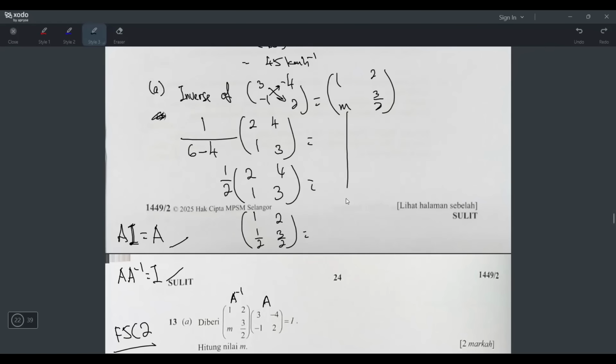And equals to, okay, this one you just write it here, and then you just compare lah. Just banding. So when you banding, 1 sama dengan 1, 2 sama dengan 2, 3 over 2, 3 over 2, m is 1 over 2. So that's the answer. Okay.